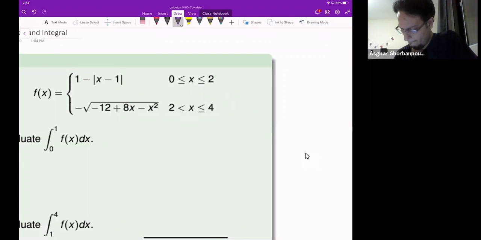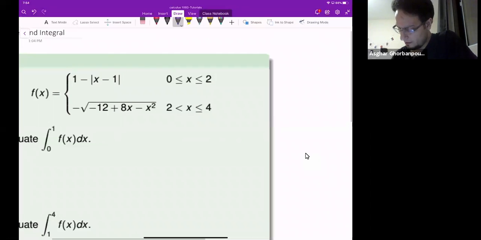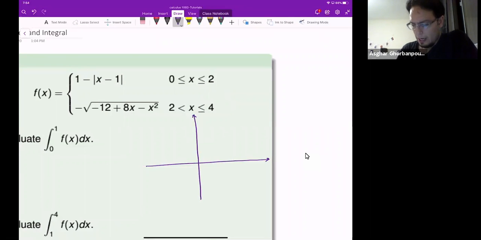I will do it here because it's definitely easier. So how do I sketch this guy here? This is the absolute value of x. Everyone knows the absolute value of x. This is our corner guy.